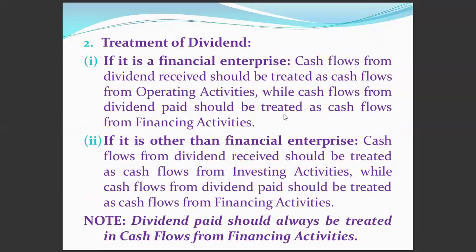Then let's talk about the treatment of dividend. First, basically, dividend is that amount which is paid to the shareholders. There are three dividends. One, interim dividend. Second, final dividend. And third, advance dividend. Normally, advance dividend is no more a concept, but technically it is measured.